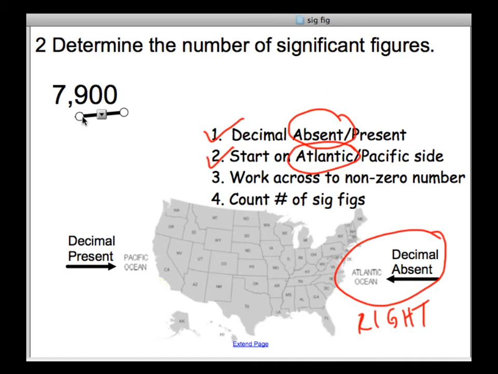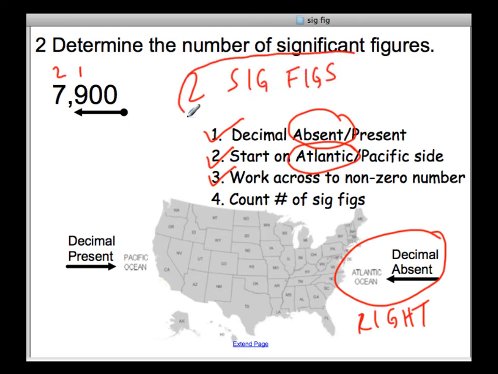So this is the first number that we consider to be actually significant. It's the first number that's been measured out to be significant. So once I hit that first non-zero number, that number is considered to be significant, and every number after that is significant. So let's count up our sig figs. Well, this 9 is considered to be significant, and this 7 is also considered to be significant. So in this example, with 7,900, only two of these numbers are considered to be significant or measured out to precision. So we have 2 sig figs in this second example there.